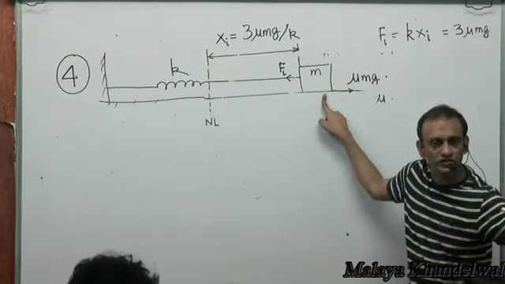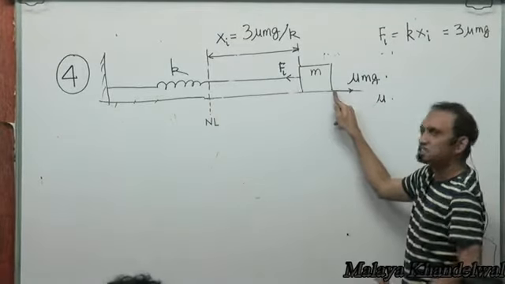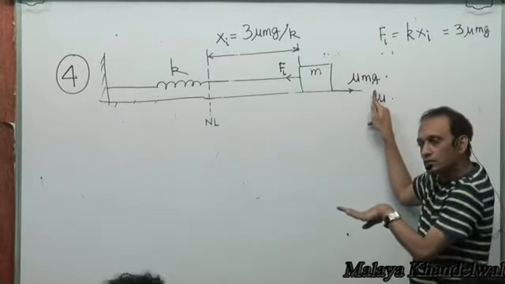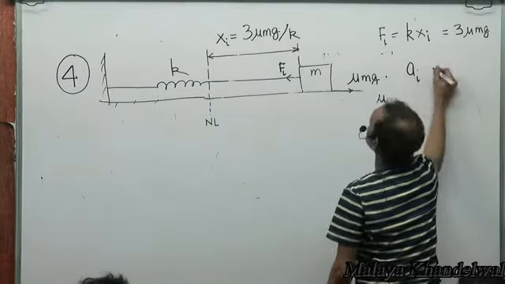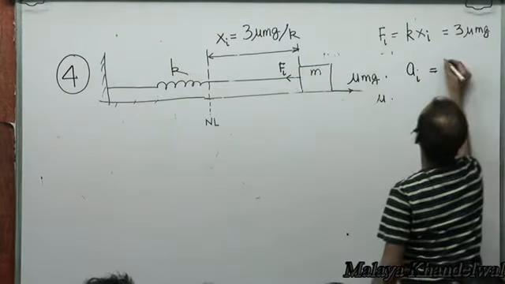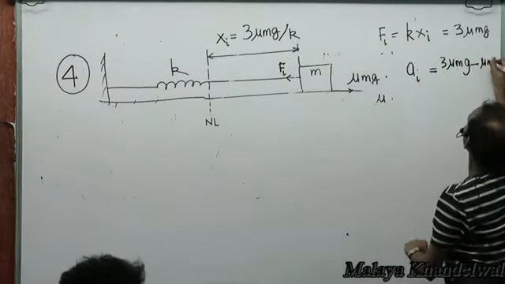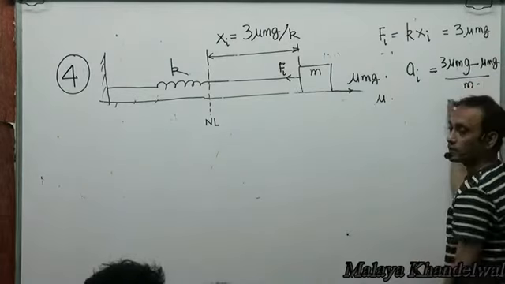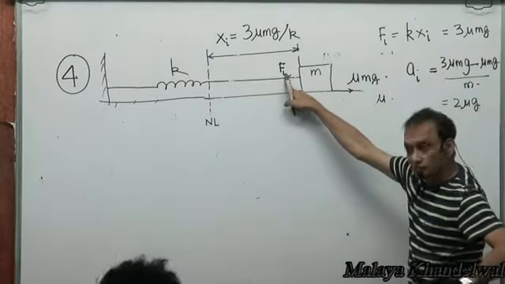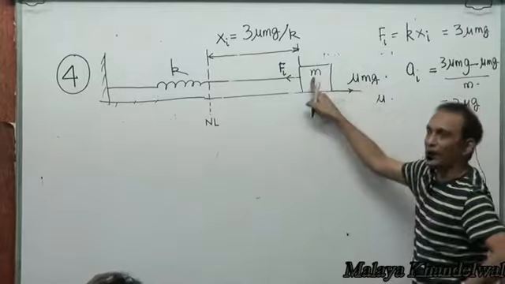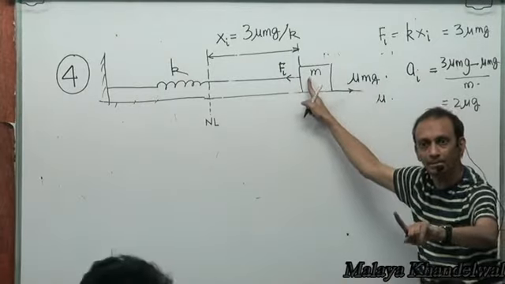Now, this is time t equal to 0. Spring force Fi to the right and kinetic friction, maximum static, in this direction. Right? So what is the acceleration initially? Net force, which is 3 mu mg minus mu mg, divided by m, which is 2 mu g. 2 mu g is the initial acceleration leftwards. Spring force Fi minus mu mg divided by m. That's the initial acceleration of small m, right?